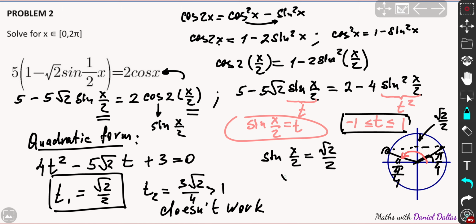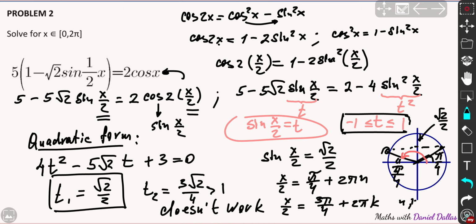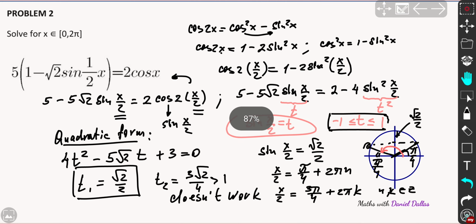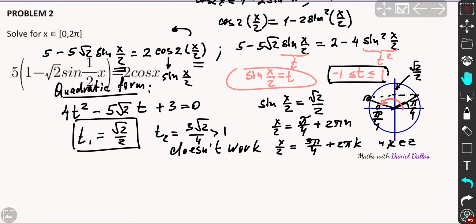So for x over 2, I'll have pi over 4 plus 2 pi n, right? And for x over 2, I will also have the angle pi minus pi over 4, which is 3 pi over 4, and again plus 2 pi, let's say another k. So both n and k are from Z. Alright, so I squeeze a little bit, just lift it up.